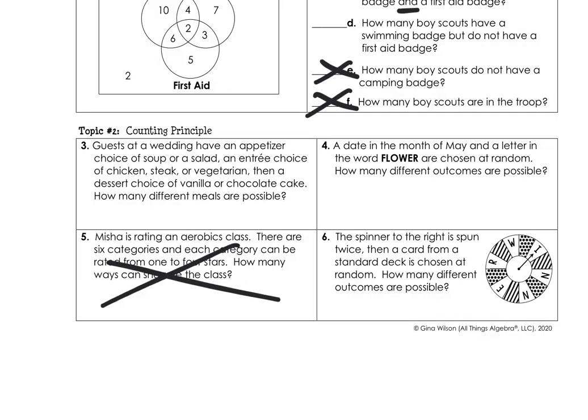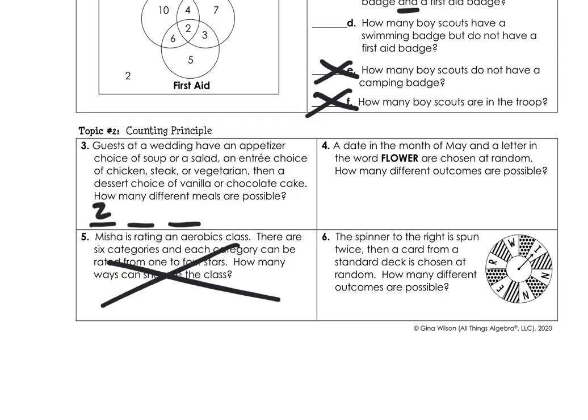Going down to the bottom, number 3. Here, we're trying to find how many possibilities I have to choose from at this wedding. When I go to this wedding, I get to make 3 choices. First, I get to choose my appetizer. Am I going to choose a soup or a salad? So I have 2 choices of appetizer.